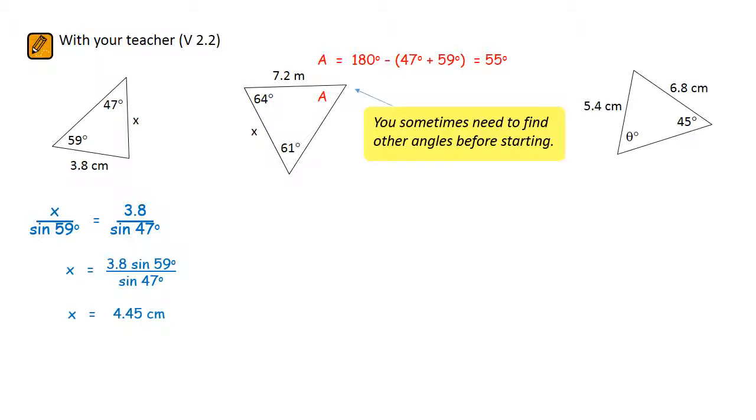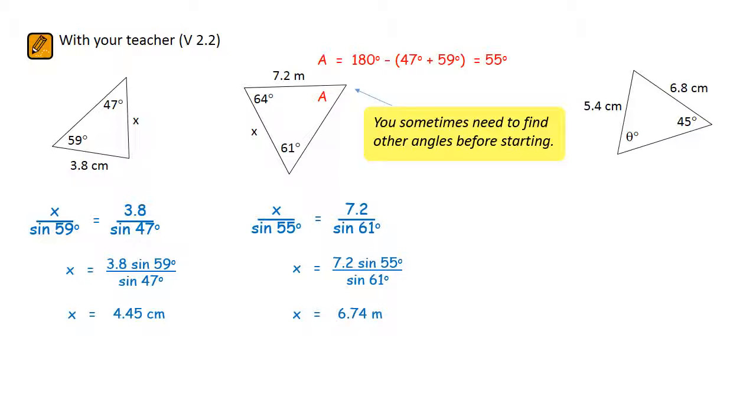Now we can say that x over the sine of 55 equals 7.2 over the sine of 61, and we use that angle because we know the side which is opposite it. Now we can rearrange it. This is pretty easy. It's x divided by the sine of 55. So if we simply multiply both sides by the sine of 55, we'll have an expression which we can evaluate on our calculator. x is equal to 6.74 metres.